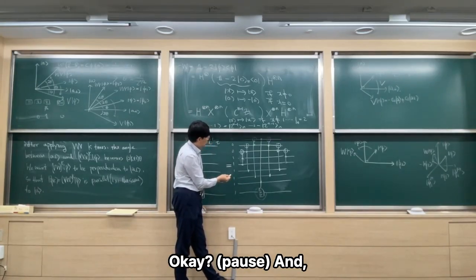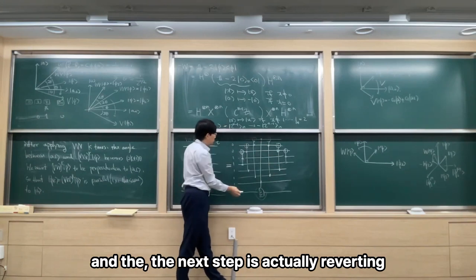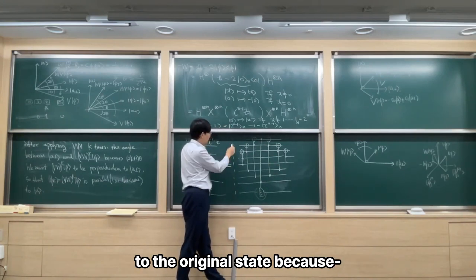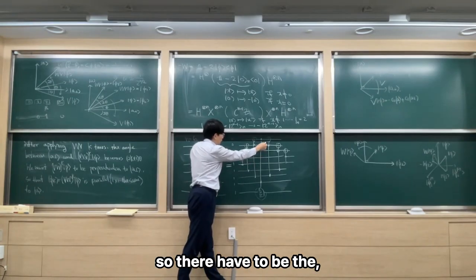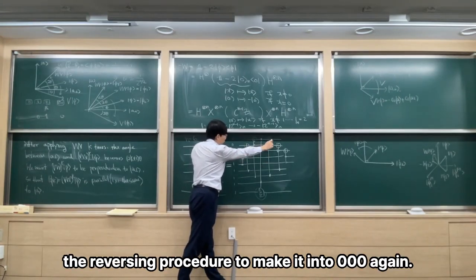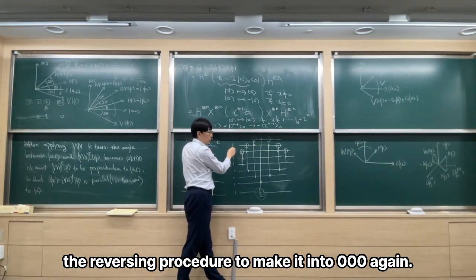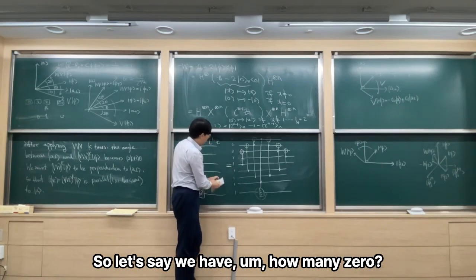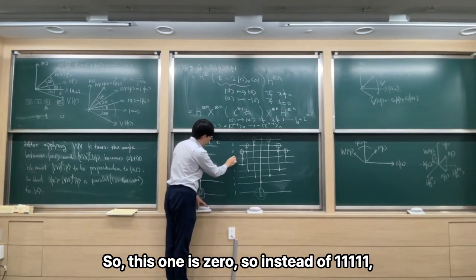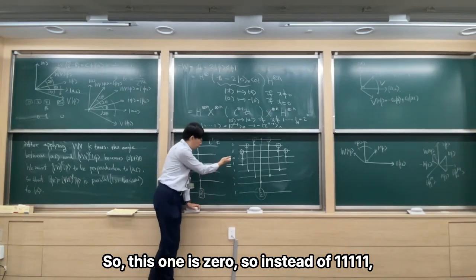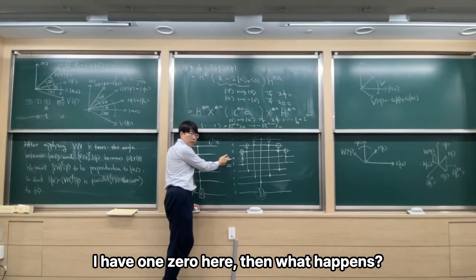And the next step is actually reverting to the original state, because 0, 0, 0 is now turned into 1, 1, 1. So there has to be a reversing procedure to make it into 0, 0, 0 again. So let's say we have, how many? 0. So this one is 0. So instead of 1, 1, 1, 1, 1, I have 1, 0 here.